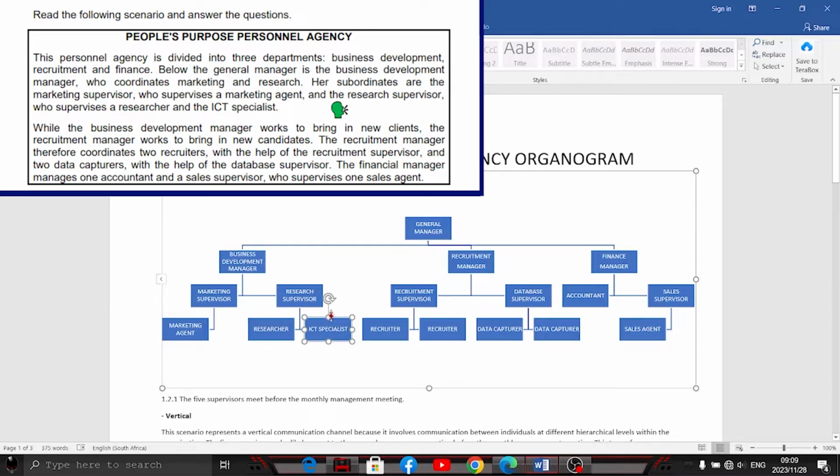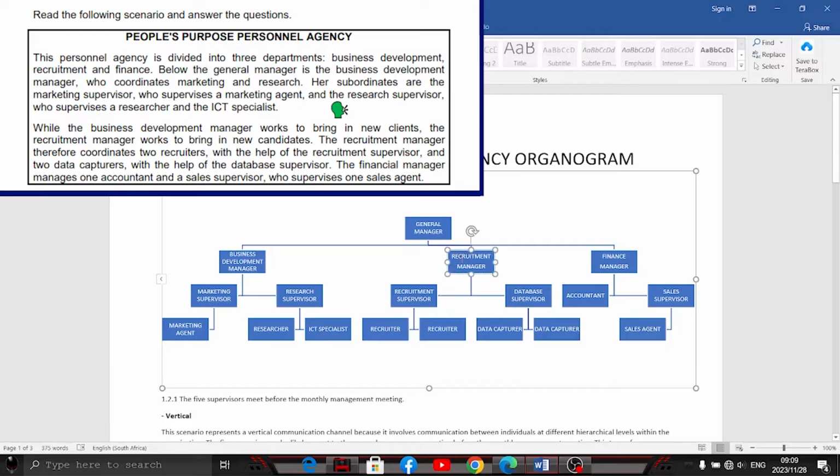Our statement further says that while the business development manager works to bring in new clients, the recruitment manager works to bring in new candidates. So we have the recruitment manager. Remember, the recruitment manager is also directly under the general manager. The recruitment manager is basically tasked with bringing in new employees into the organization, not clients. Bring in new candidates, your employees. So the recruitment manager therefore coordinates two recruiters. You have your two recruiters over here.